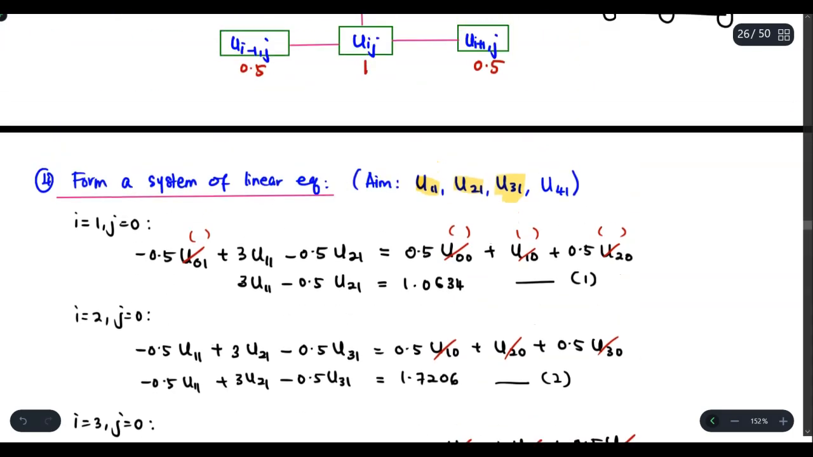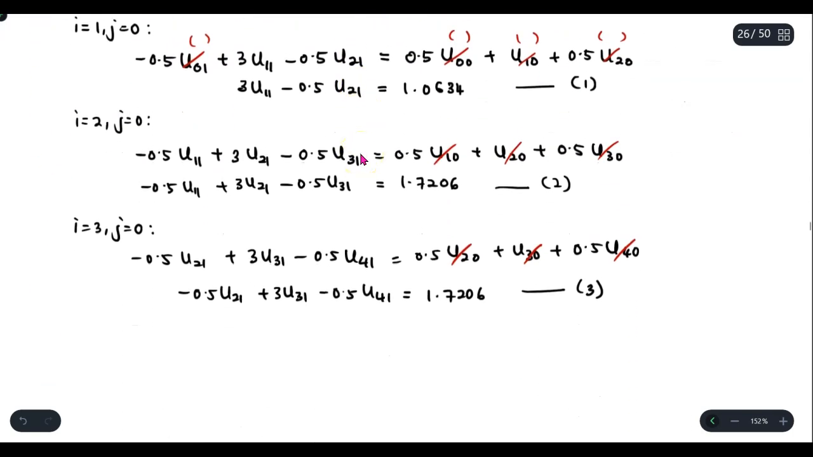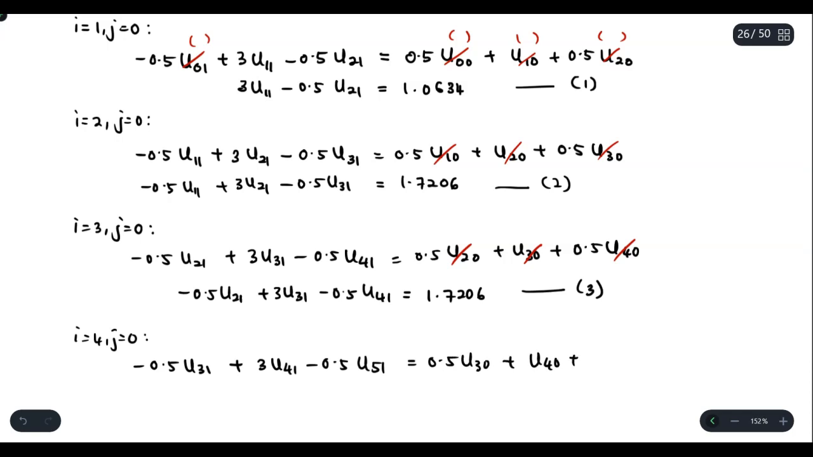And lastly, look for U41, and map to the reference node, then we know I should be 4, J should be 0. So I equals 4, j equal to 0. So we end up with negative 0.5 u31 plus 3 u41 minus 0.5 u51 equals 0.5 u30 plus u40 plus 0.5 u50. Again, look, u30 is known, u40 also known, u50 also known.